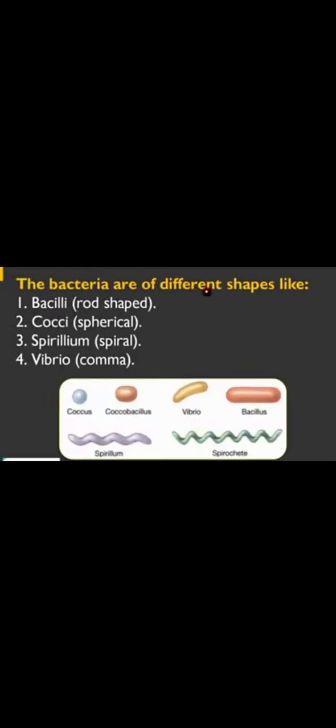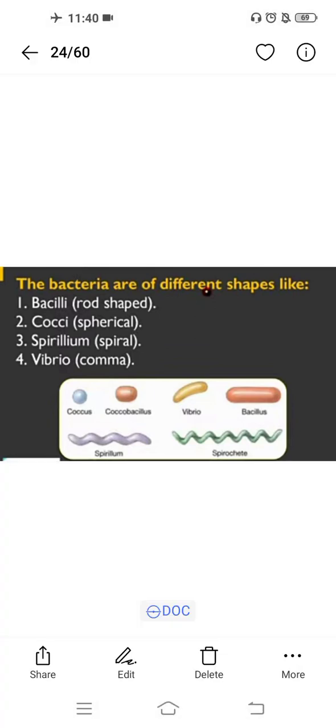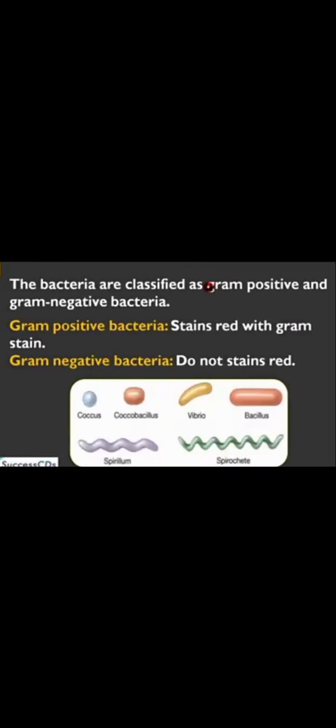Then the bacteria are of different shapes. Whenever you see bacteria, they vary in their shapes. They can be bacilli, that is rod shaped. Then cocci, that is spherical. You can see the figures that are given below. Spirillum, that is spiral shaped, and vibrio, that is comma shaped bacteria.